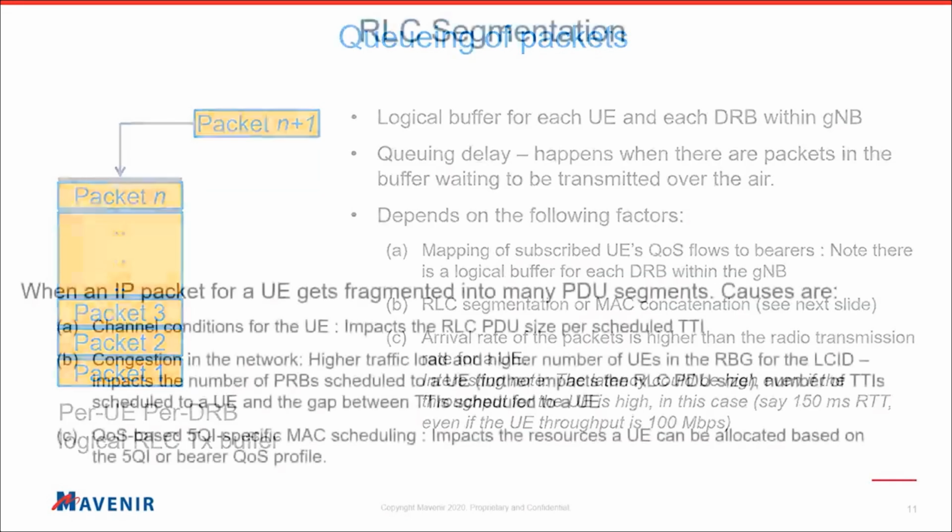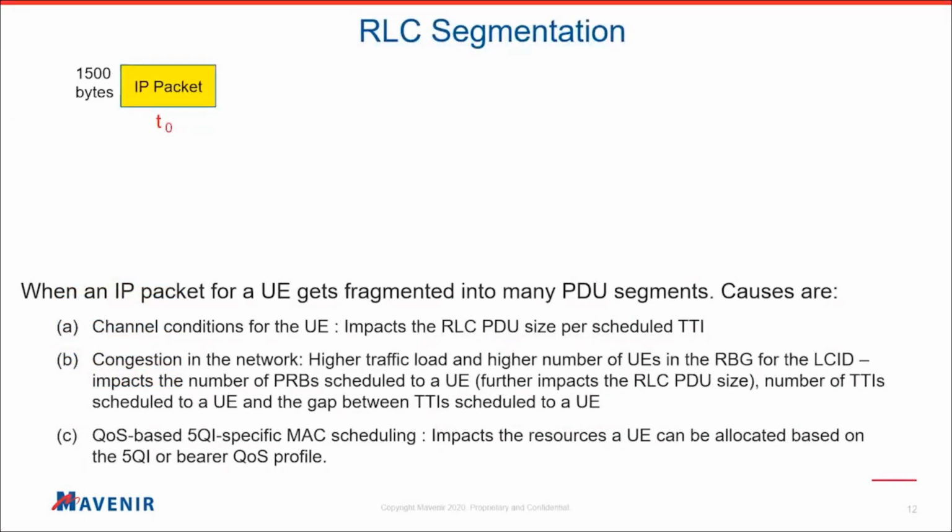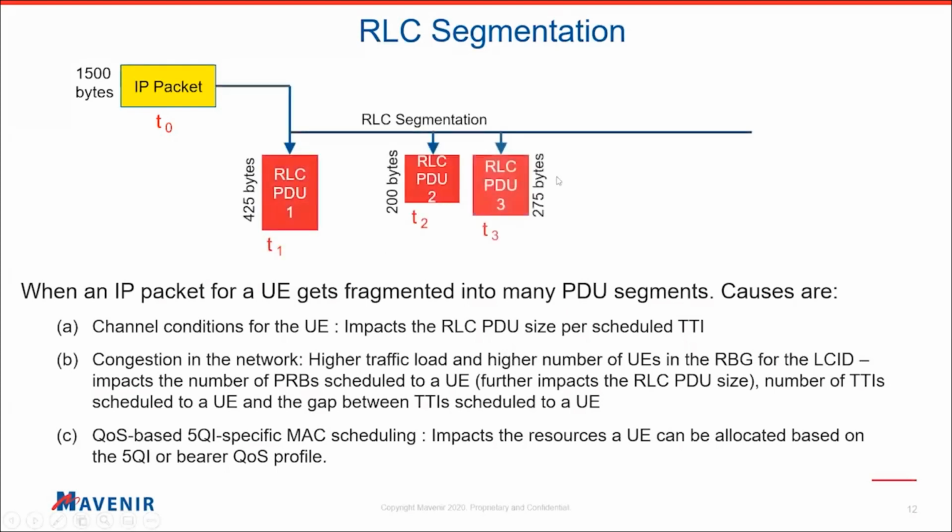Okay. Now, what is the other mystery here? Basically, the way the packets are transmitted to the user over the air. We saw how the packets are getting queued. Now, how each individual packet is getting transmitted to the user. A packet can be subject to RLC segmentation, which means a packet can be segmented into multiple PDUs. You can see that a 1500 byte packet here is getting segmented into 4 PDUs.